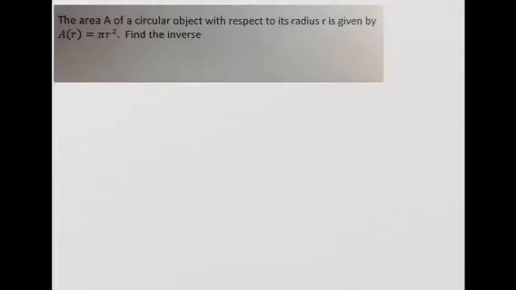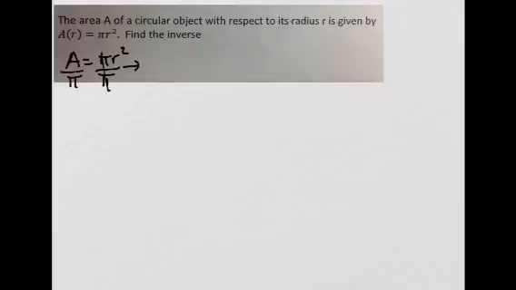Okay, so for the next three, we're going to find the inverse, and that's pretty much it. So we'll start off, again, so we're looking for the inverse of this function right here. So we start off by changing the A of r to just A. Our goal is to solve for r, because remember that's the variable, not pi. Pi is a number. So we're dividing by pi.